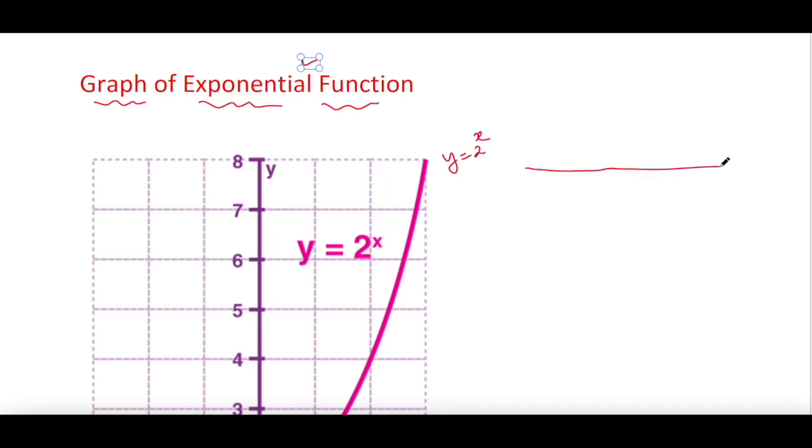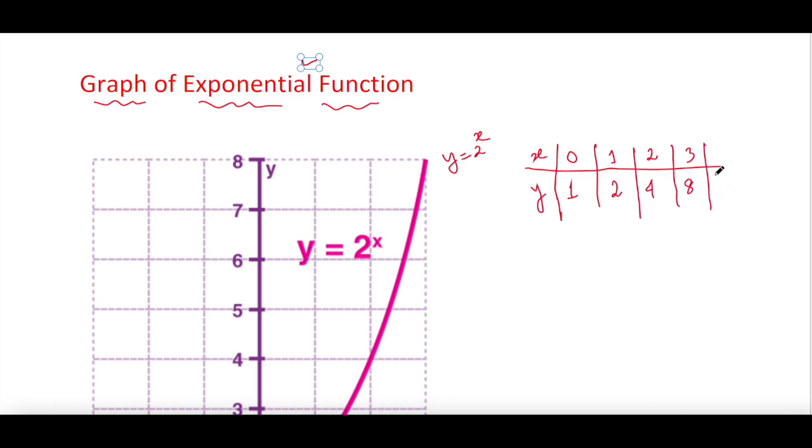For example, let's say this is x and y. When x equals 0, then y will be what? 2 to the power 0, which is 1. And when x equals 1, y will be 2 to the power 1, which is 2. When x equals 2, y will be 2 to the power 2, which is 4. When x equals 3, y will be 2 to the power 3, which is 8.